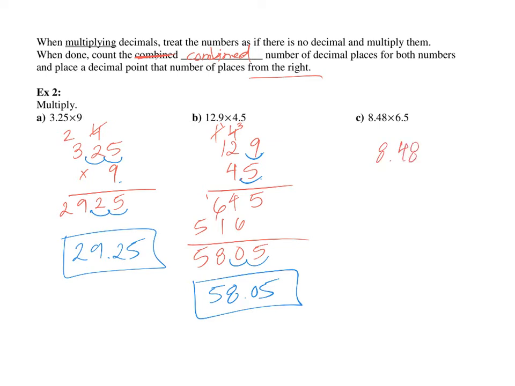All right, and one more example. 8.48 times 6.5. So I have 8 times 5, which is 40. Carry the 4. 4 times 5 is 20, plus 4 is 24. Carry the 2. 8 times 5 is 40, plus 2 is 42. Now I got 8 times 6 is 48. Carry the 4. 4 times 6 is 24, plus 4 is 28. And I have 8 times 6, which is 48, plus 2 is 50.